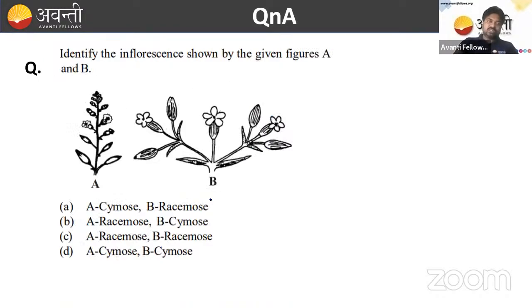So the next question on your screen is, identify the inflorescence shown in the given figures A and B. Here we have to check the inflorescence. Option A, cymose and racemose. Option B, cymose, racemose and cymose. Option C, racemose and racemose. Option D, cymose and cymose. You have 1 minute to solve this question. I'm launching the poll now. Please answer, then we will go to the explanation part.